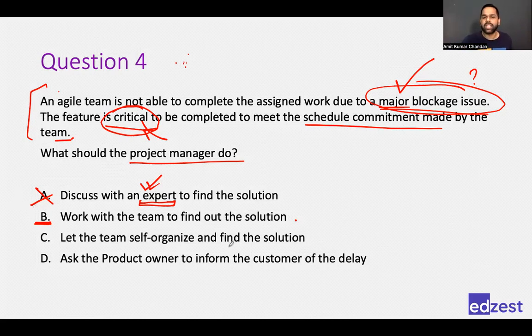Let the team self-organize and find the solution. Wow, it looks like another good choice. The team is a self-organizing team, so they must self-organize and find the solution. Looks like a good choice. Then we go to D.